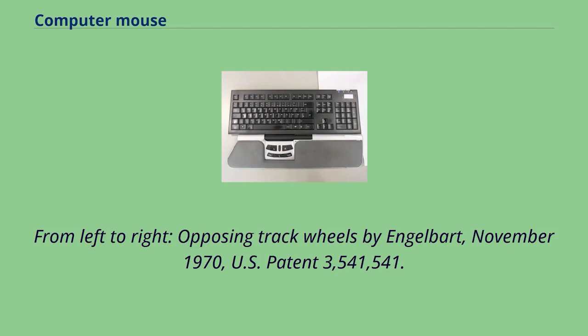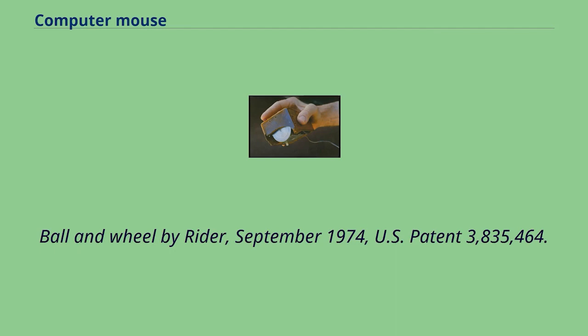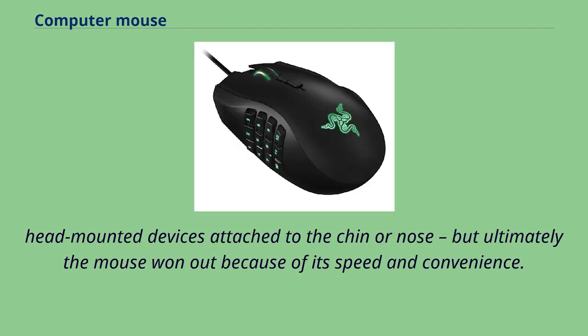Early mouse patents, from left to right: opposing track wheels by Engelbart, November 1970, U.S. Patent 3,541,541. Ball and wheel by Ryder, September 1974, U.S. Patent 3,835,464. Ball and two rollers with spring by Opasensky, October 1976, U.S. Patent 3,987,685. Several other experimental pointing devices developed for Engelbart's online system exploited different body movements, for example, head-mounted devices attached to the chin or nose, but ultimately the mouse won out because of its speed and convenience.